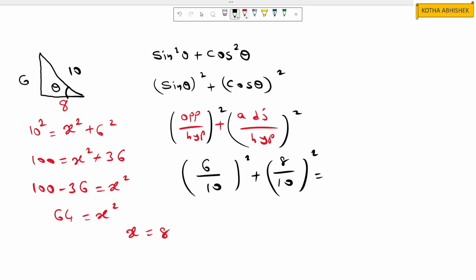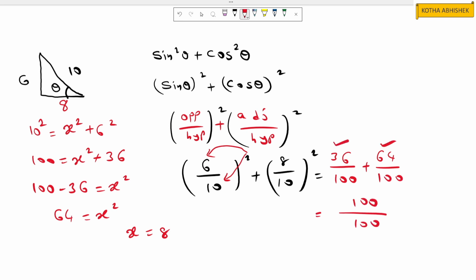Now whenever we are writing squares for fractions, the square is applicable to the numerator as well as to the denominator. So here 6 square is 36 divided by 10 square is 100, plus 8 square 64 divided by 10 square 100. Both the denominators are same, so write the denominator one time and add both the numerators. 36 plus 64 is 100. 100 divided by 100, numerator and denominator both are same, means the answer is 1. So sin square theta plus cos square theta value is 1.